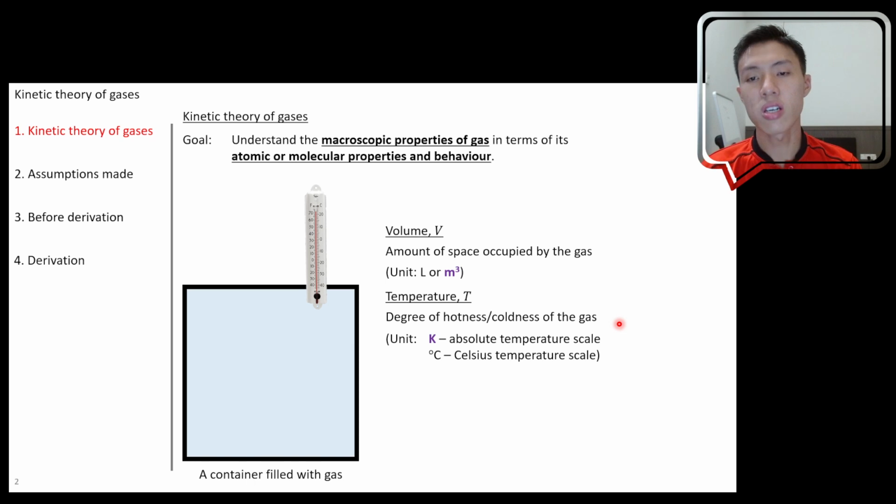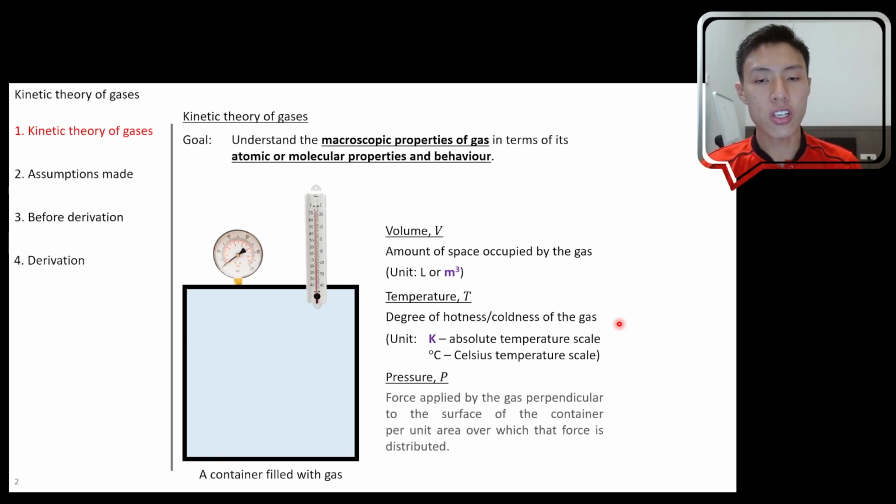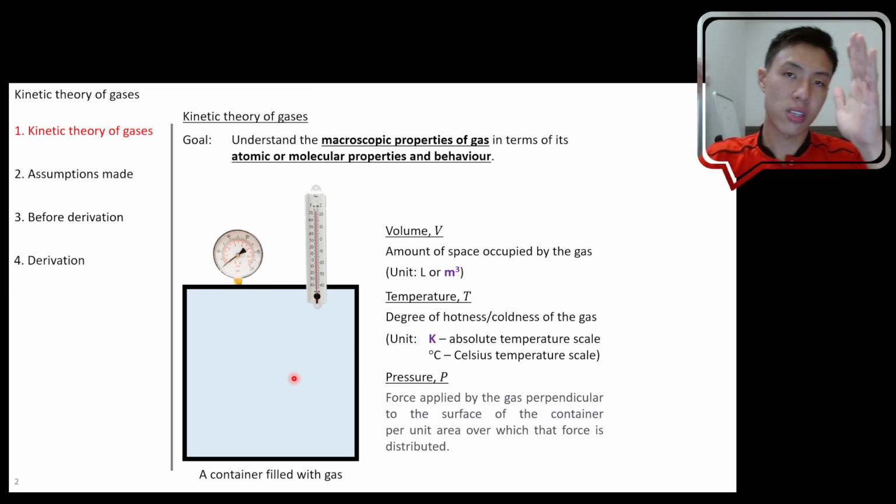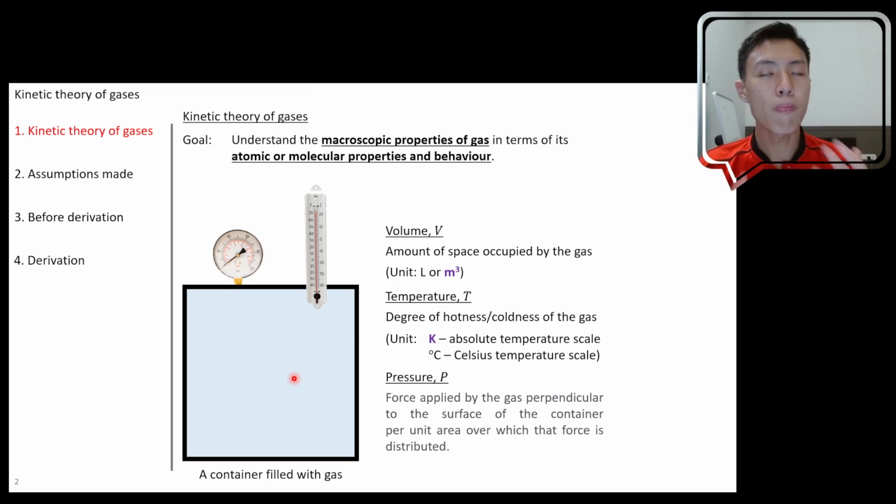You can also insert a pressure gauge to measure the pressure of the gas inside the system. Pressure is represented by the symbol P, and it's the force applied by the gas perpendicular to the surface of the container per unit area over which the force is distributed. There are a lot of gas particles inside this container, and these gas particles will be colliding with the container. When they collide with the container, they exert a force on the wall. So pressure measures the amount of perpendicular force that all the gas particles exert on the wall.